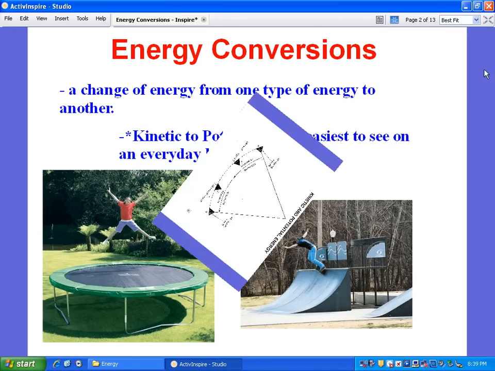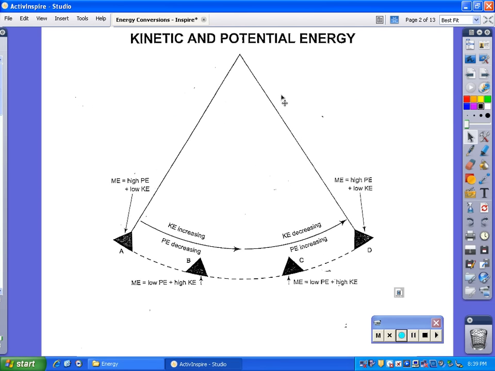Let's move along. The pendulum is a great example of kinetic potential conversion. You'll probably see this on a test at some point, maybe even tested by me. But you'll definitely see it on a standardized test of some kind. It just shows energy conversion in its simplest form.